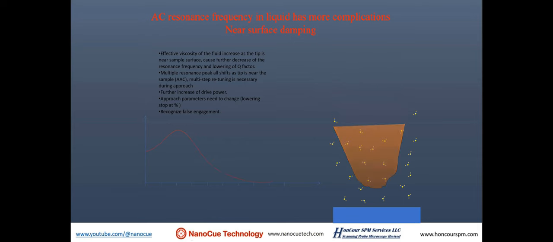During the approach, you should probably do multiple frequency sweeps and multiple tunings to make sure the peak is still there when you get close to the sample. Sometimes the peak has even shifted out of the range, and then you do a couple more tunings during the approach.